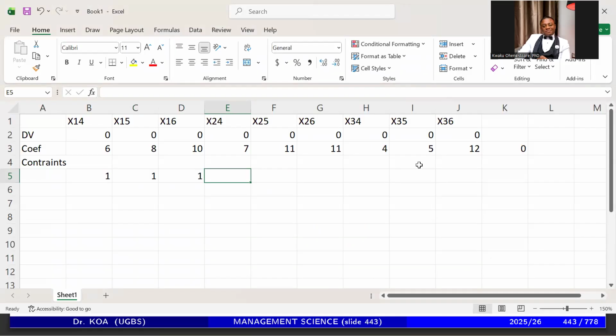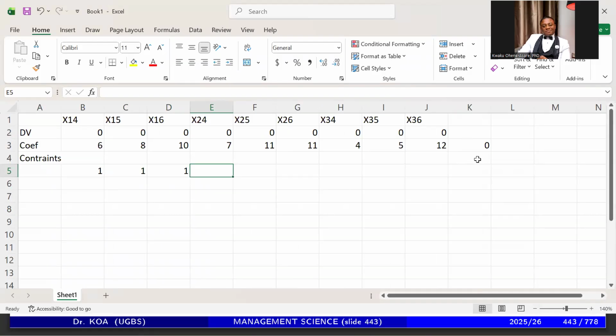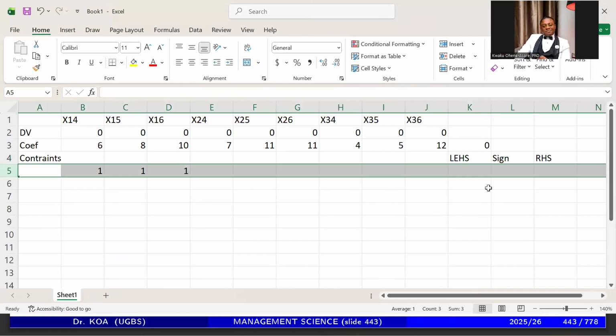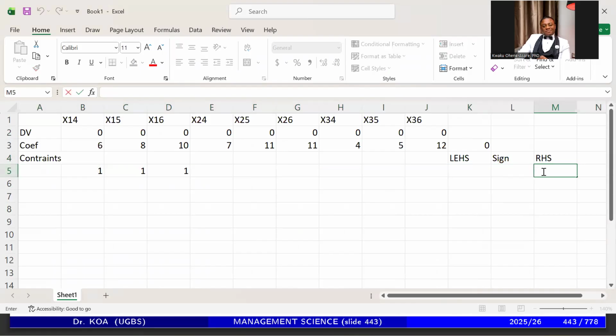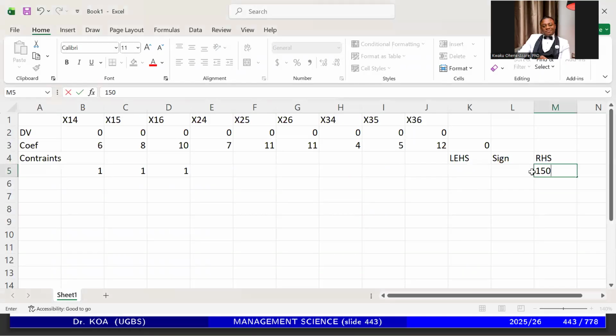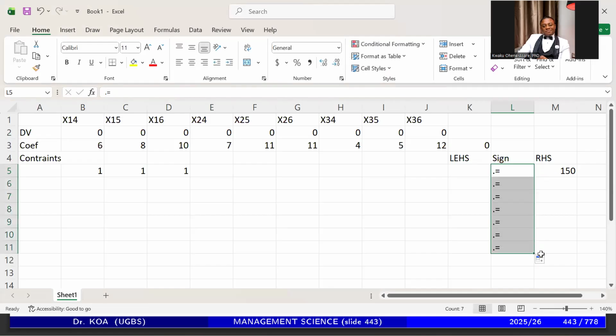And then for the right-hand side, under this, write left-hand side, the sign, and then right-hand side. Now the right-hand side for this, I'm just highlighting for you to see, was 150. So for this right-hand side, you write 150. It's an equality symbol. Always your eye should be here. So under the sign, do a dot, and do the equal to sign. In fact, all of them are going to be equal to, so just go through all of them like this.